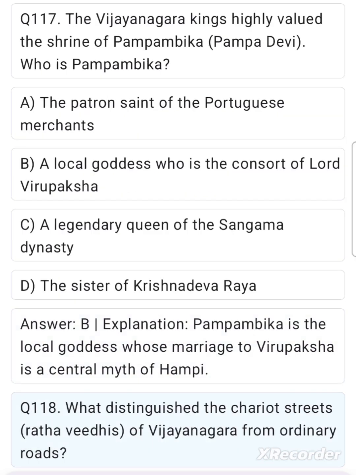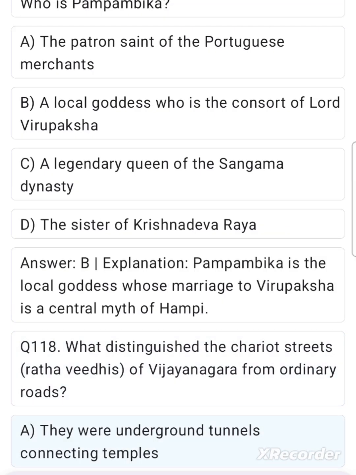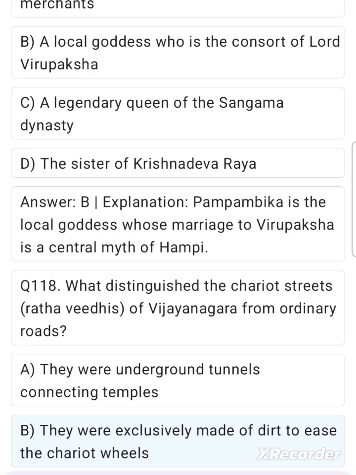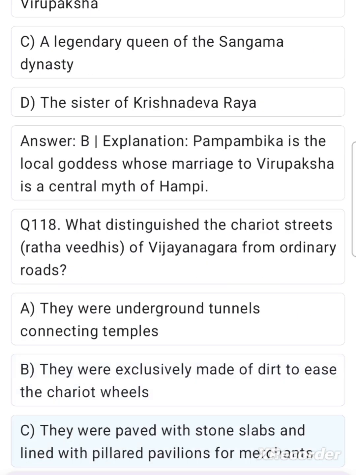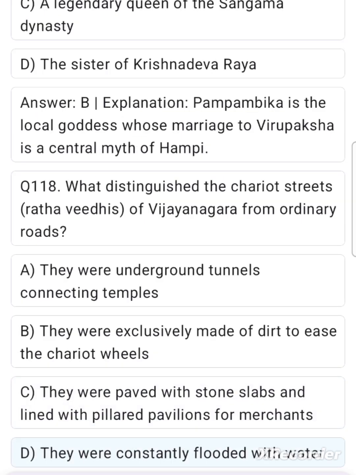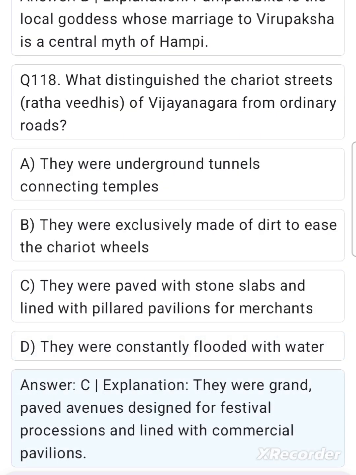Q118. What distinguished the chariot streets, Ratha Vidhis, of Vijayanagara from ordinary roads? A. They were underground tunnels connecting temples. B. They were exclusively made of dirt to ease the chariot wheels. C. They were paved with stone slabs and lined with pillared pavilions for merchants. D. They were constantly flooded with water. Answer. C. Explanation. They were grand, paved avenues designed for festival processions and lined with commercial pavilions.